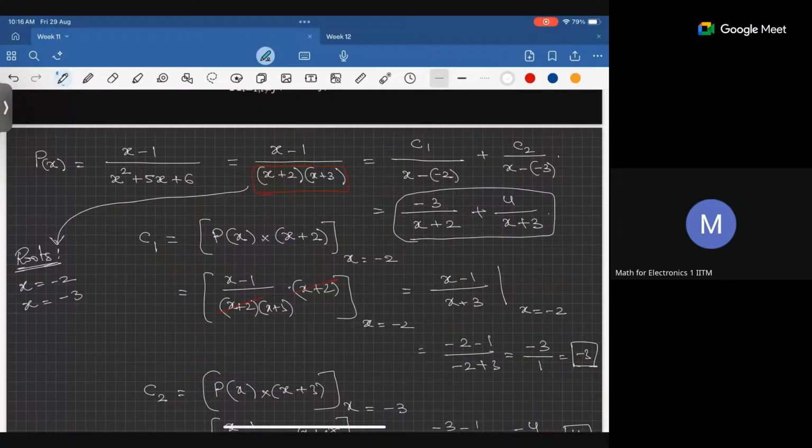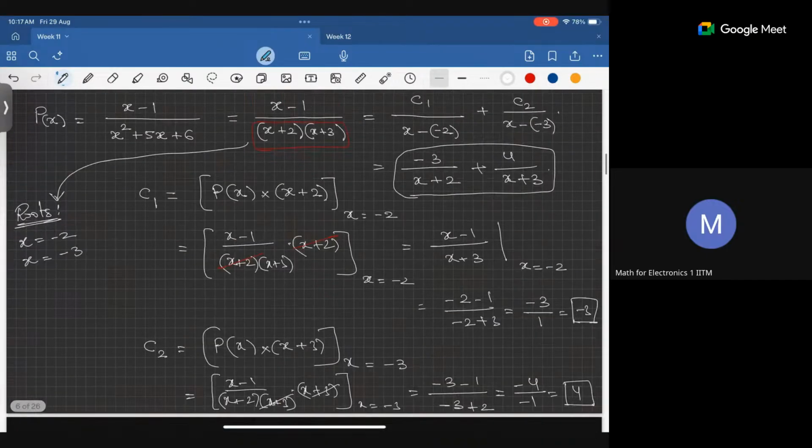So that way you can guarantee your answer, right? If you just cross multiply and see, the numerator will be minus 3 times x plus 3 plus 4 times x plus 2, right? So it will be minus 3x minus 9 plus 4x plus 8. If you sum it up, you will get the numerator to be x minus 1, which is our p of x. So it satisfies. Whatever values we got are correct, and any other values will not match at all. So this is a unique solution. There exists a unique C1, C2, C3 and C case.